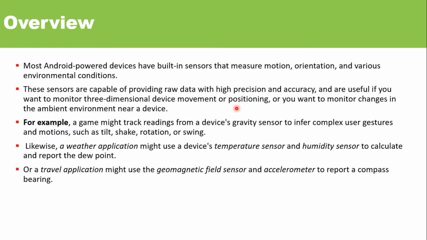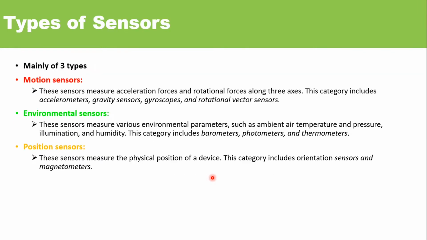Say for example, a game might track readings from a device's gravity sensor to infer complex user gestures and motions such as tilt, shake, rotation, or swing. Likewise, a weather application might use a device's temperature sensor and humidity sensor to calculate and report the dew point. Or you can have a travel application that might use the geomagnetic field sensor and accelerometer to report a compass bearing. So let us move on to the types of sensor.